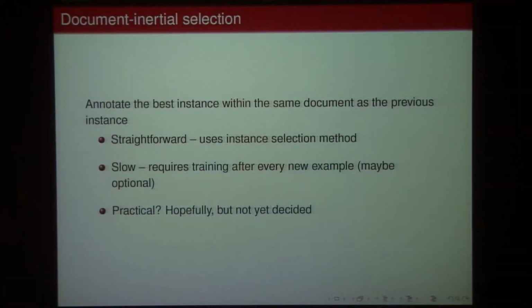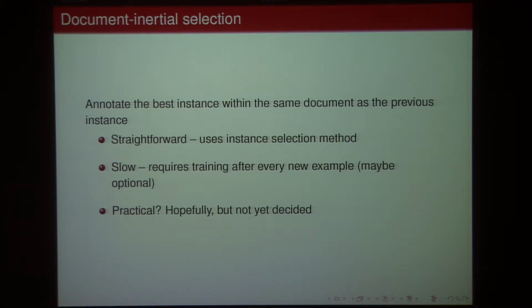So the next thing we tried was a hybrid approach between the two, and we call this one document inertial selection, or you can think of it as sticky instance selection. The idea here is we find the best example using the normal instance selection methods, and then to choose the next instance, instead of looking through the whole corpus, we just look in the document that we were already in.